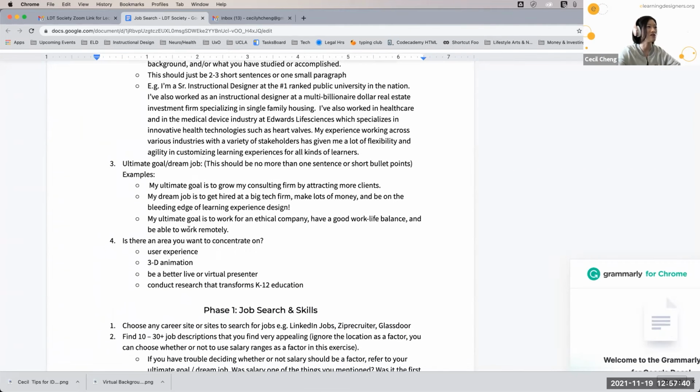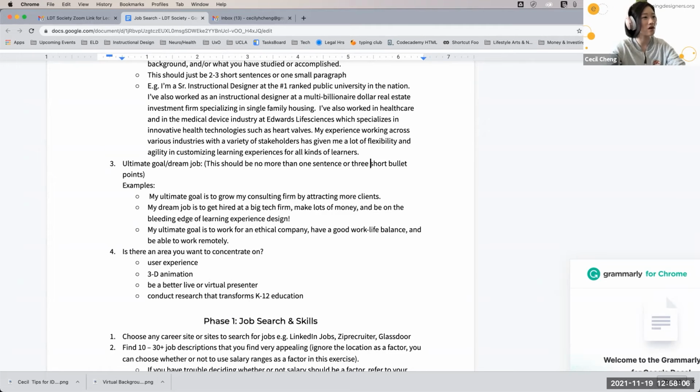Number 3, ultimate goal and dream job. So before you do anything else, I would just encourage you to take 5 minutes to yourself and think about what your ultimate goal or dream job is and write that down. And it should be very, very short, 1 sentence or maybe 3 short bullet points max, but you want to keep that very short.